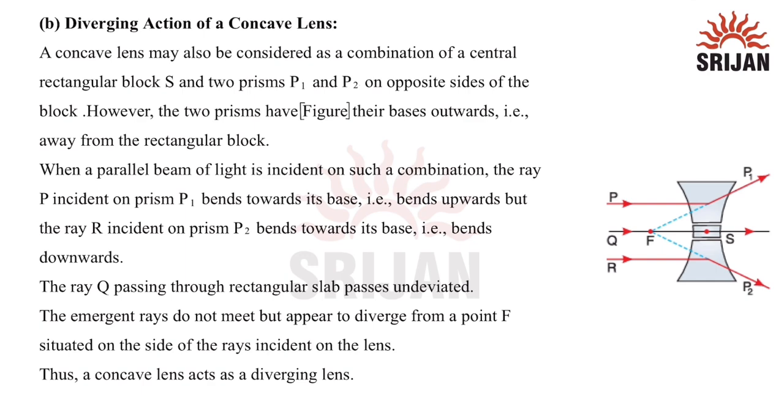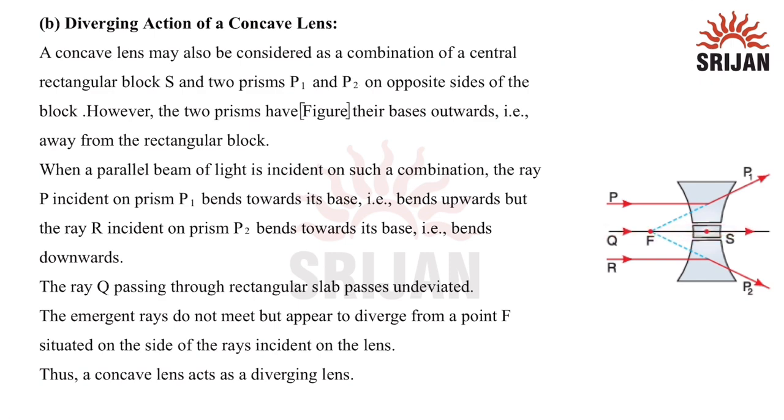Now, when a parallel beam of light is incident on such a combination, the ray P incident on prism P1 bends towards the base, that is bends upwards. But the ray R incident on prism P2 bends towards its base, that is bends downwards. Now the ray Q passing through the rectangular slab goes undeviated.